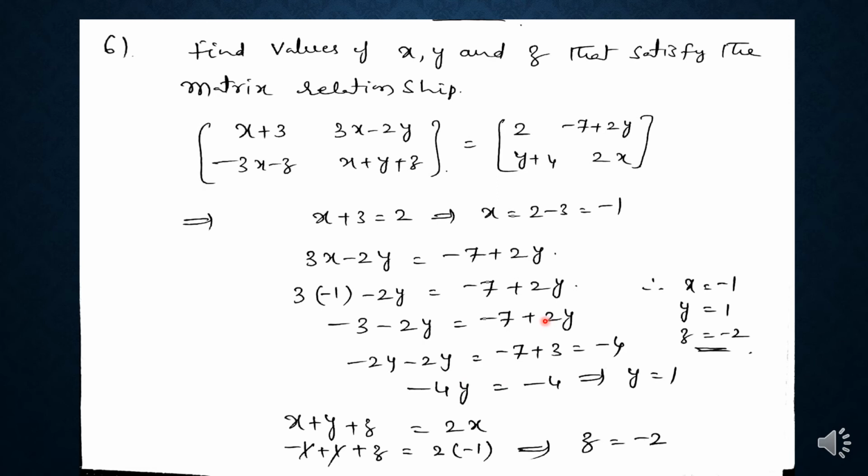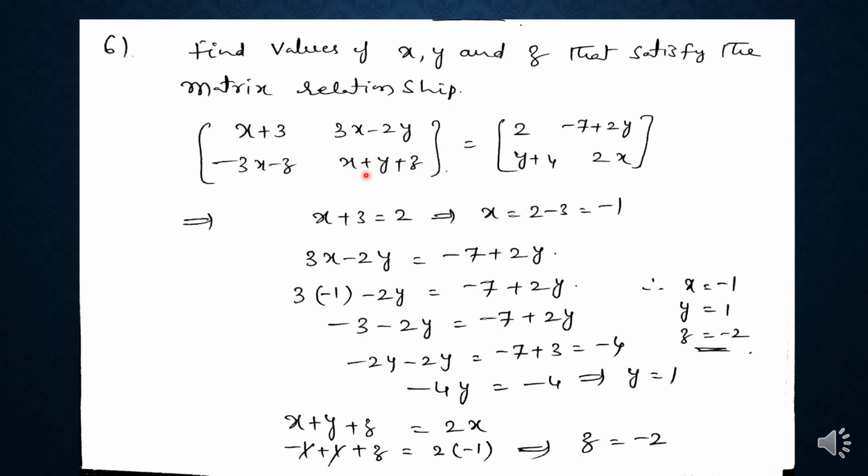When this plus 2y comes to left hand side, that becomes minus 2y, and this minus 2y minus 2y is equal to minus 7 plus 3. That is minus 4y is equal to minus 4. So y is equal to 1. So we got two values, x is equal to minus 1 and y is equal to 1. So to find the third value, take this element or this element.